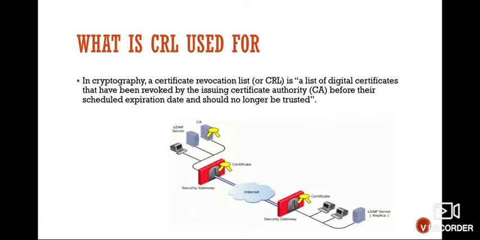What is CRL used for? In cryptography, a certificate revocation list or CRL is a list of digital certificates that have been revoked by the issuing certificate authority (CA) before their scheduled expiration date and should no longer be trusted. A certificate revocation list is also a list of digital certificates that have been revoked.